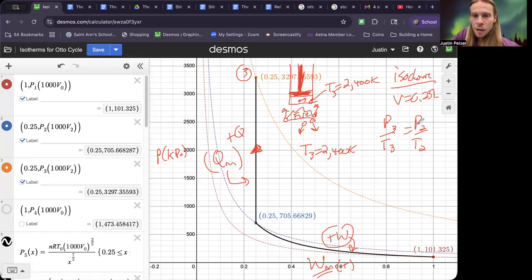So, cool. We have the ratio to get P3. T3 was given because that's the fire. The fire temperature was this. That was given. All right. And so the question is, okay, what is the heat?